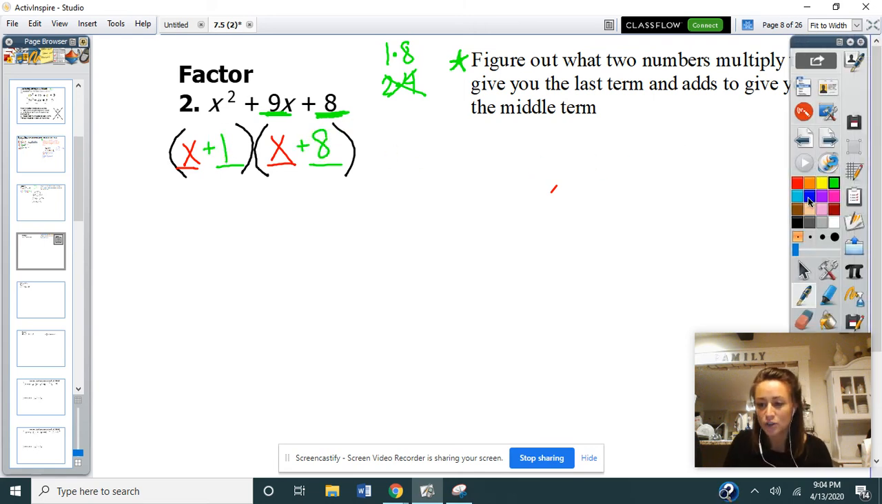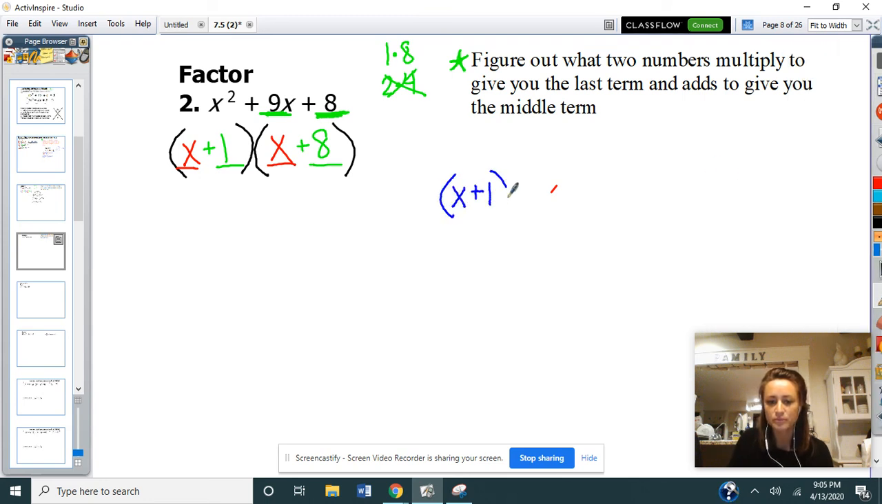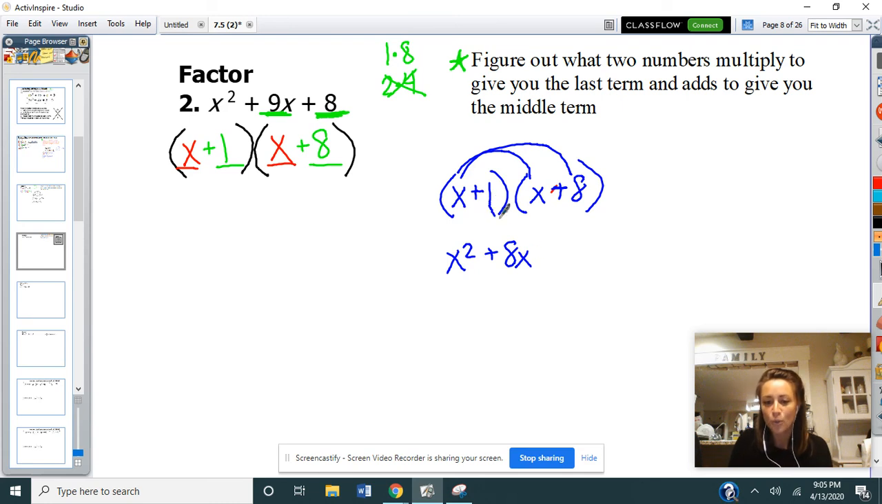And how do you check your work? I'll just do it here. You distribute. So my answer is x plus 1 times x plus 8. Now, if you guys are starting to see a pattern and you can see it and you can do it in your head, that's great. So anyways, you're going to distribute here to check. X times x is x squared. X times 8 is 8x. This is good practice for multiplying. 1 times x is 1x, and 1 times 8 is 8.